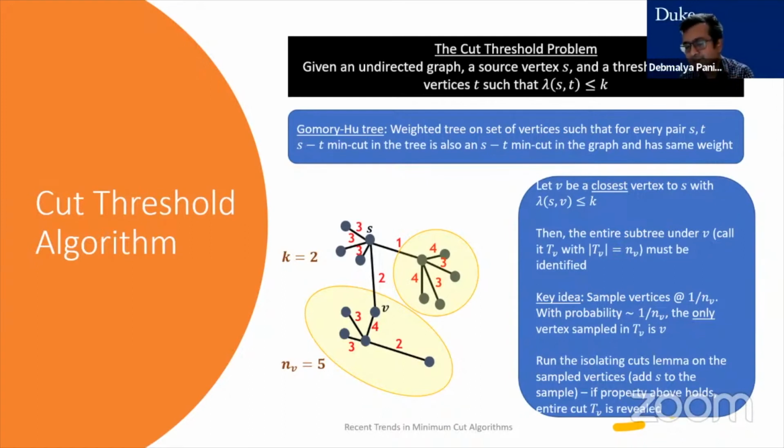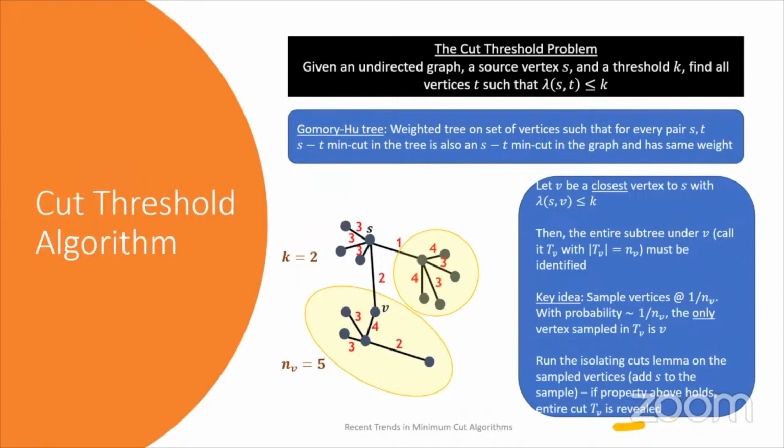That will hit v with probability about 1 over n sub v. If it does so, then the isolating cuts lemma will give me the answer, will give me the entire T sub v. Okay. Now this should raise two questions. Could you please repeat the isolating lemma? How do we run the isolating lemma? Could you please repeat step 4?